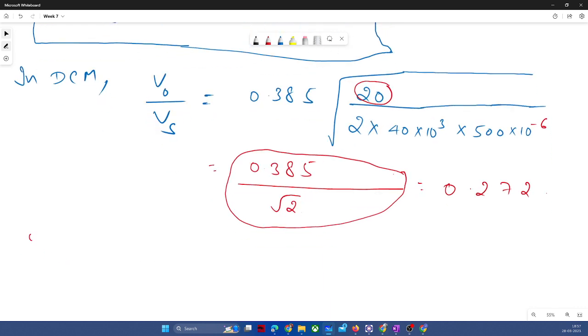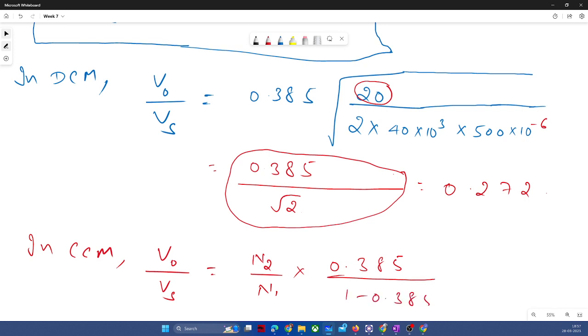Yes. Okay. And in CCM, V naught by Vs was N2 by N1 into D divided by 1 minus D, that is 0.385 divided by 1 minus 0.385, and N2 by N1 was 1 by 3. So it was 0.208. Am I correct? Yes, sir. Okay, so you can visualize here that in DCM the value is higher.